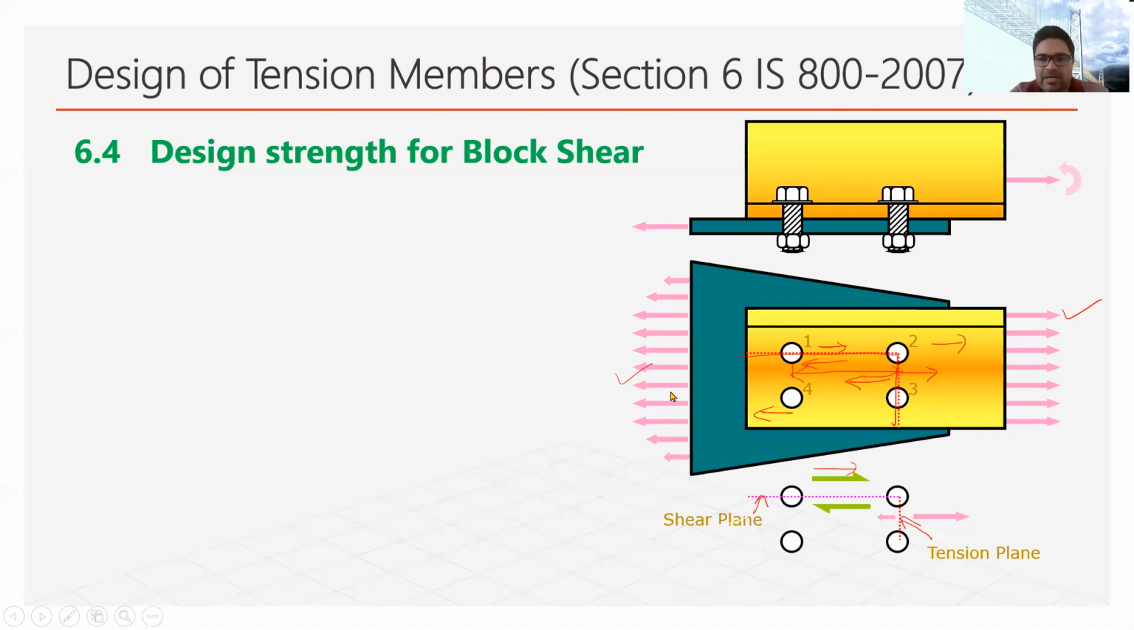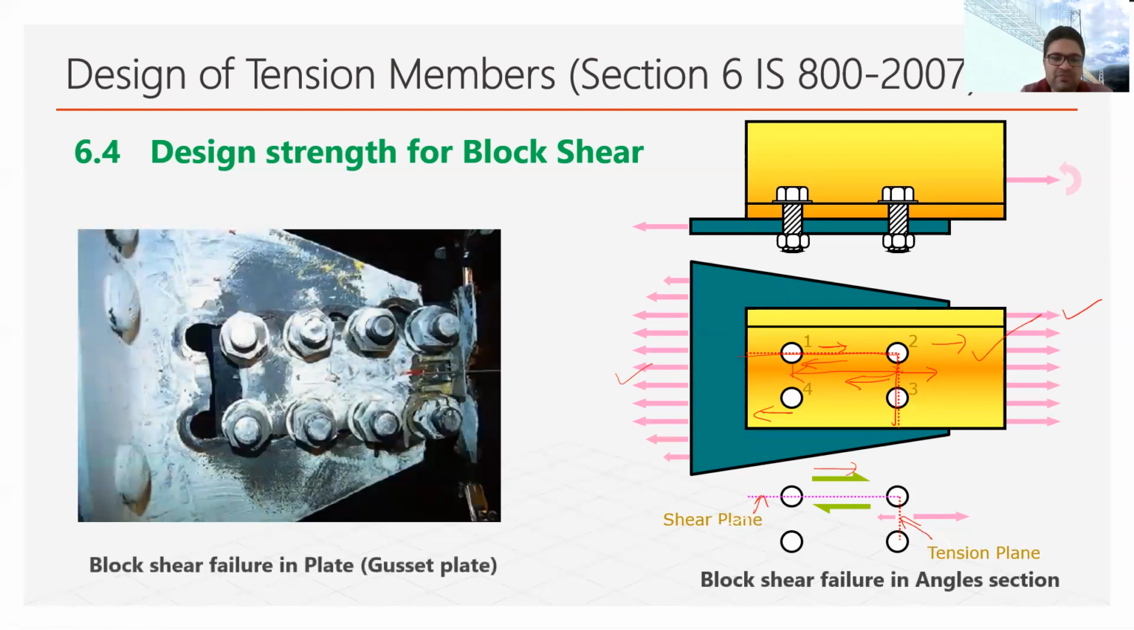This is the case of an angle section. Such cases also occur in plate sections. In the second case, you can see block shear failure in a plate. Here is the example of a gusset plate, and you can see how block shear is happening in this plate. This is a real photo of a steel member, where you can see block shear happening.